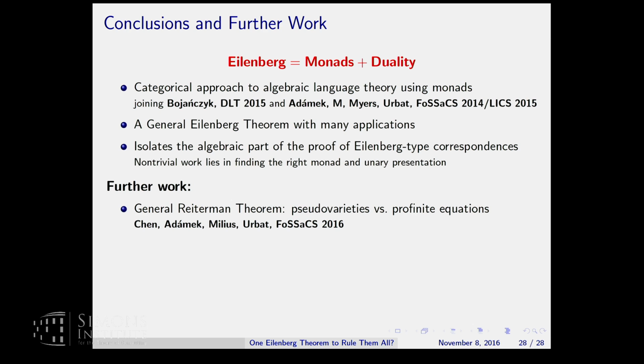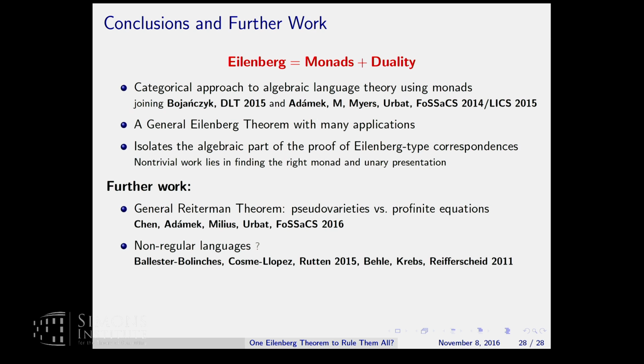There's further work, that's not future work, that's actually something that we've done. There's also a general Reiterman theorem, which relates pseudo-varieties that we saw on the right-hand side to profinite equations, which are a syntactic way to specify these pseudo-varieties rather than characterizing them by closure properties. So that's fairly recent. Then there's the question, what about non-regular languages?